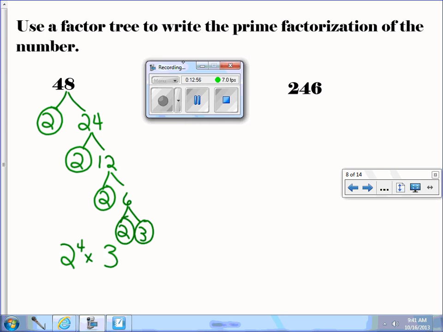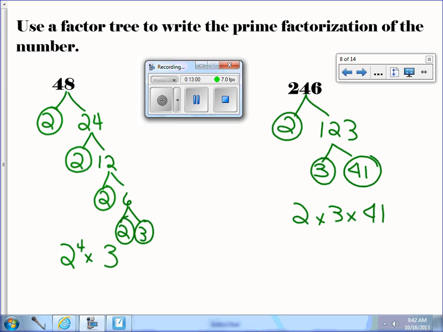Now, do 246 on your own and come back and check it. So you'll notice when we do the prime factorization of 246, we factored it out. We have our prime numbers listed: 2 times 3 times 41. When you multiply, 2 times 3 is 6. 6 times 41 is 246.